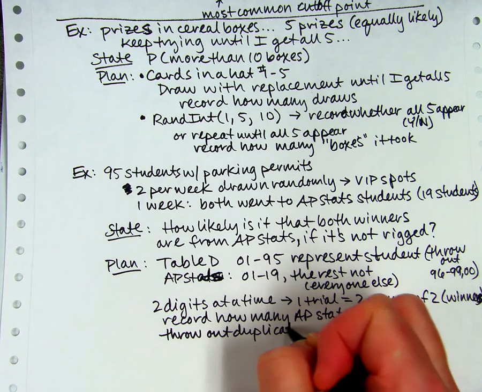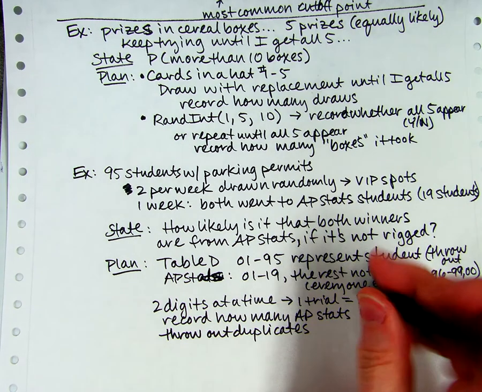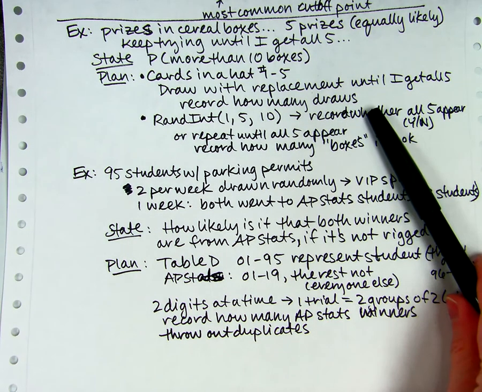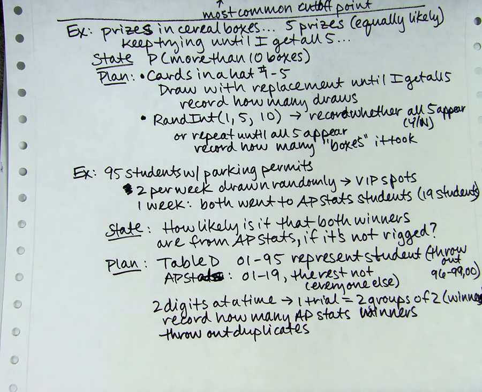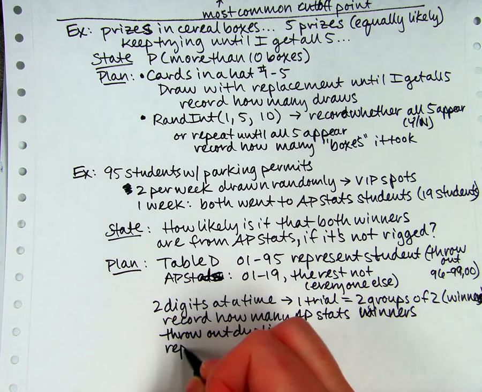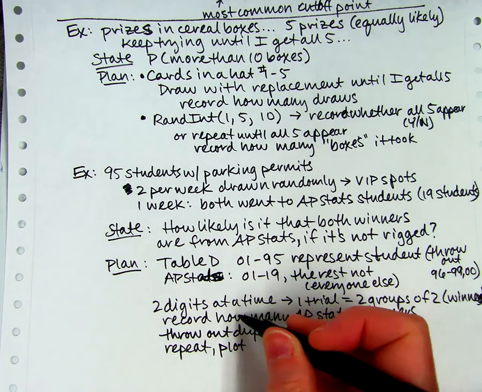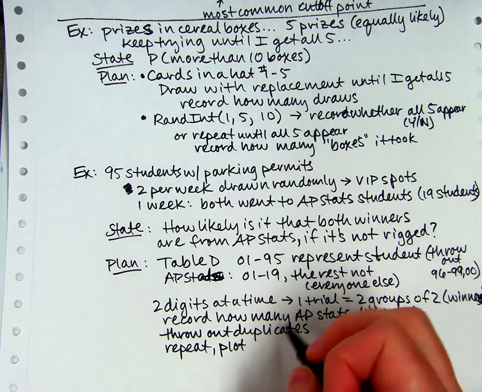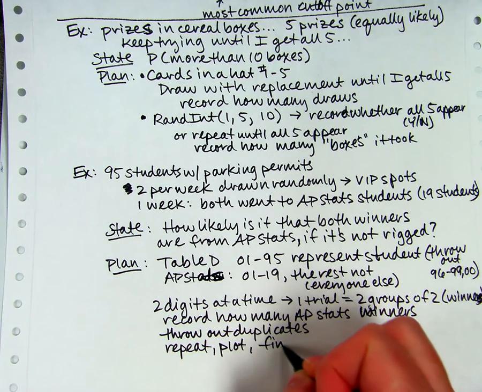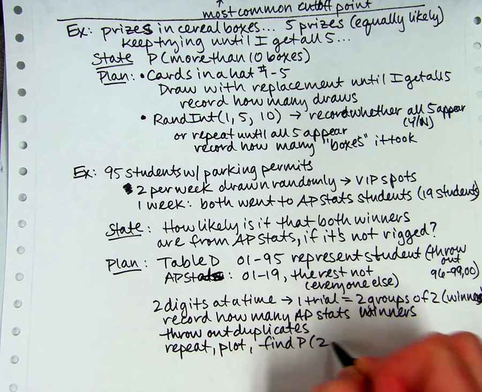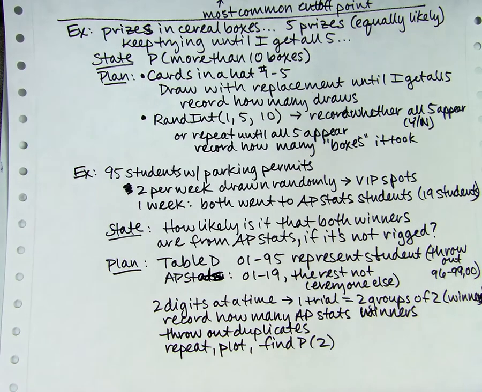It's always important to think about whether you would need to throw out duplicates. I didn't need to throw out duplicates on the cereal boxes because I might get the same prize in 2 different boxes, and that's fine. But I would throw out duplicates here. I would repeat many times, plot the results, which are the recorded numbers of how many in each, and I'd want to find the probability that 2 out of 2 are AP Stats.